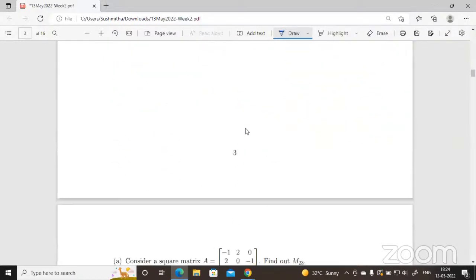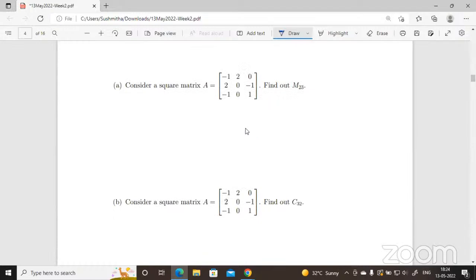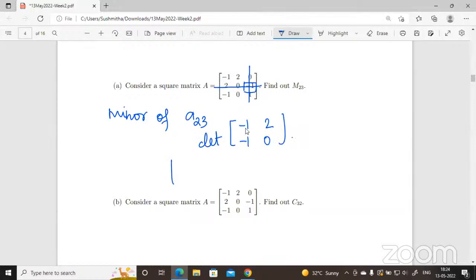So I guess there is a matrix here. So what is this? Find out M23. This is a 3 cross 3 matrix. How should we find out M23? That is the minor of A23. First of all, what is A23? Entry. Yeah. So how are we going to find the minor of that entry? Third column, first row, second. You eliminate the row and the column where it appears, and then whatever is remaining, you take that submatrix. The remaining one is this. You calculate the determinant of this. So that's what? Minus 1 into 0, 2, minus 2 into minus 1.